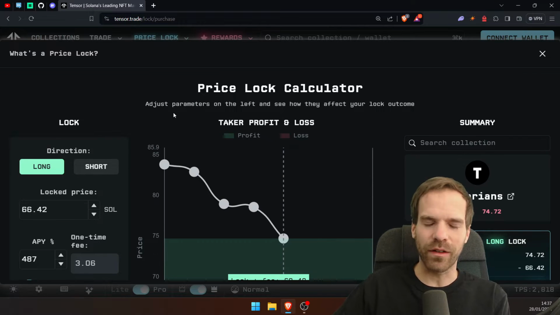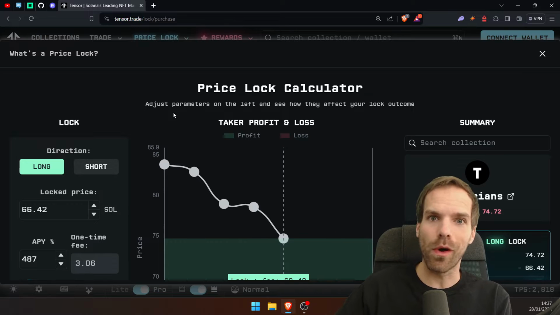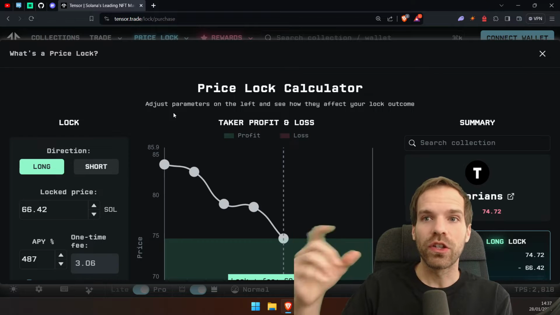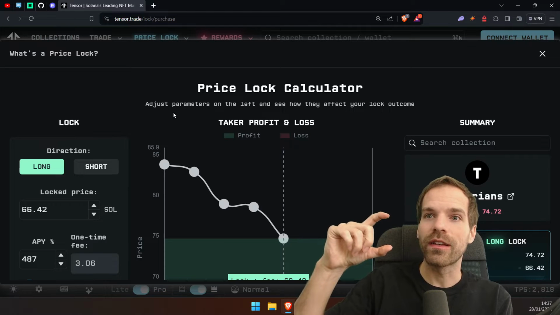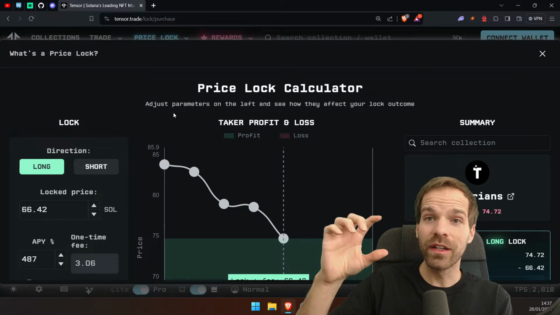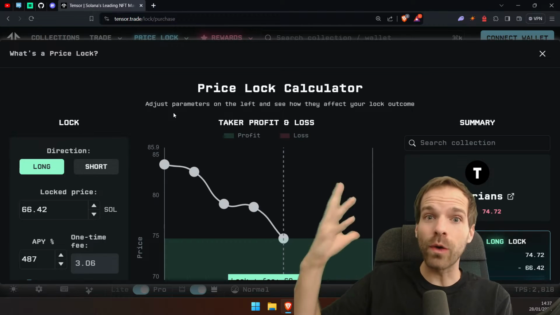So obviously, just going through my head, purchasing a lock makes sense if you expect the price to change more than those 3.5%. Because the 3.5% you pay in fees, so it needs to change that amount such that you're actually back in profit. Otherwise, you're just burning fees. However, you limit the amount of downside that you have.